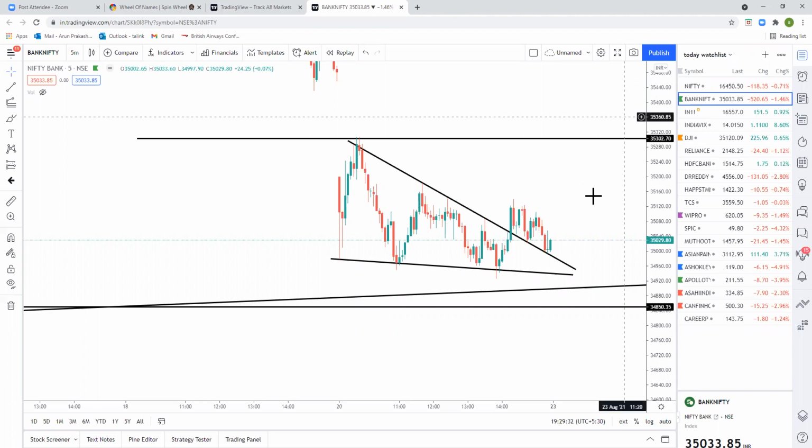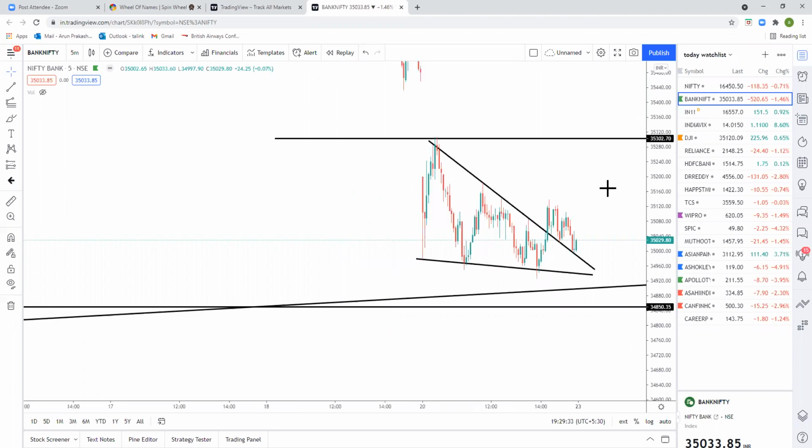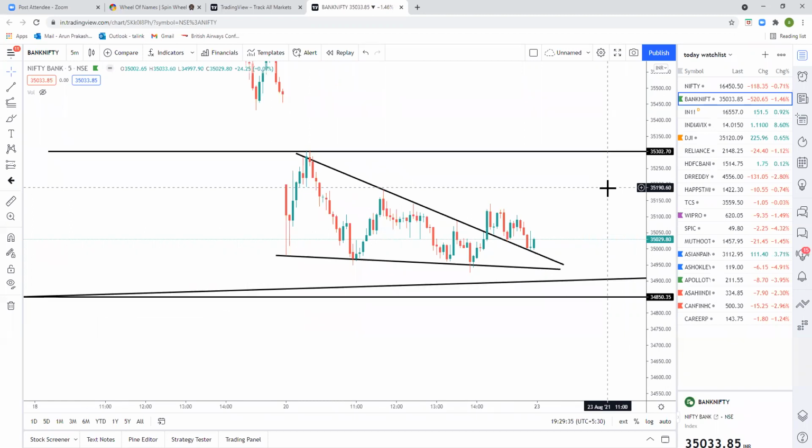And for options in Bank Nifty? In Bank Nifty options, there are people in my community who are doing it with 10,000, 15,000, 20,000. The profits will also be like that.